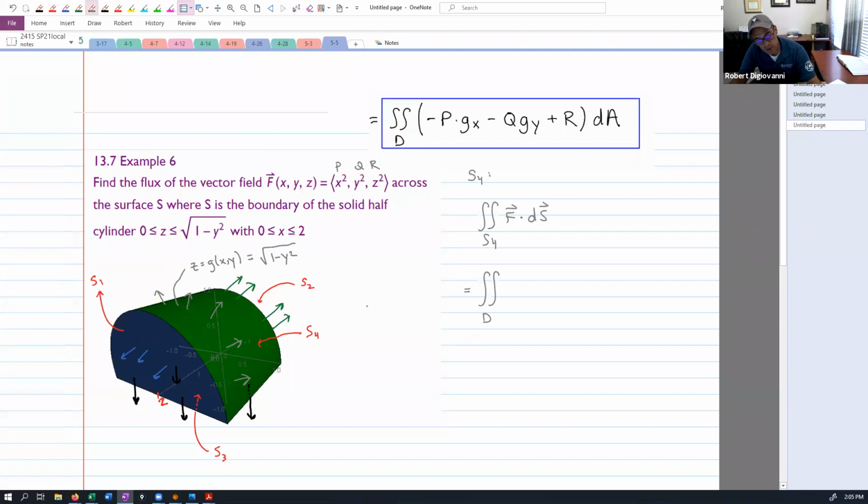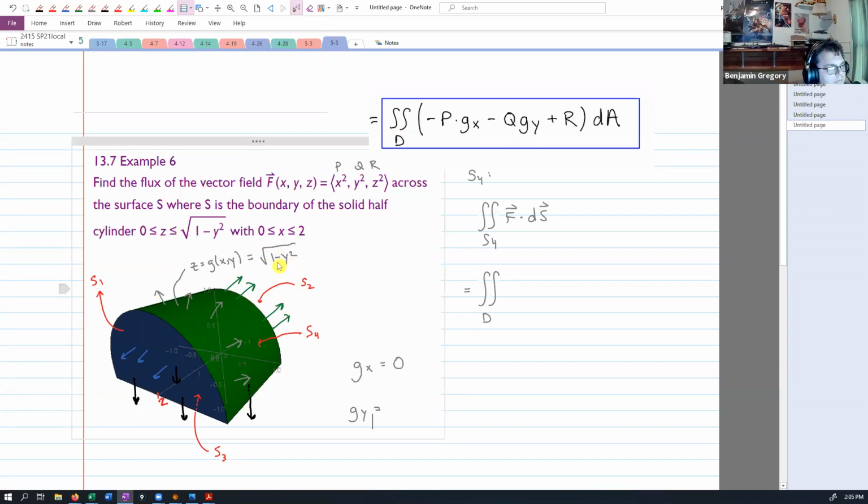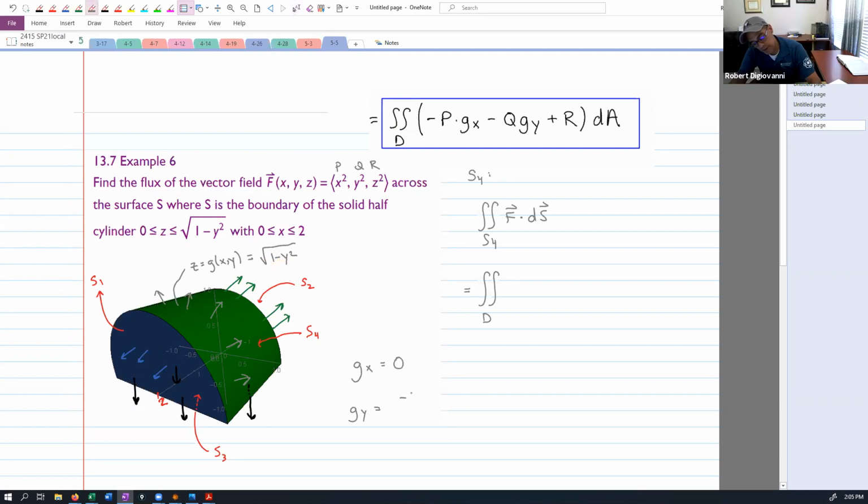I do need some partials. Partial G with respect to X. That's actually 0, isn't it? Partial of G with respect to Y, though, that actually kind of sucks. We have to take the derivative of the square root of this thing. I trust you can do that because you all passed Cal 1. Derivative of a square root of something: 1 over 2 times the square root of that, times the derivative of what's inside. You should get that.